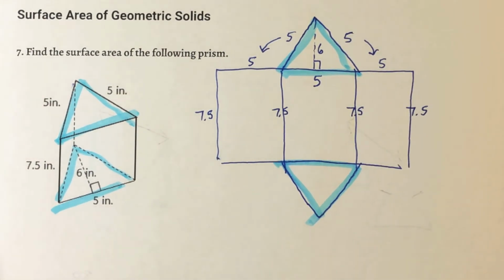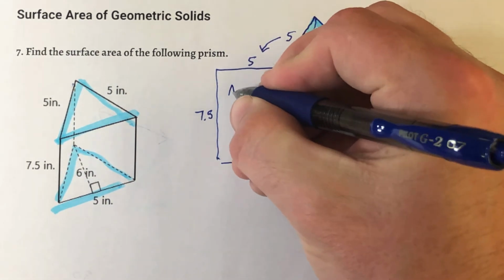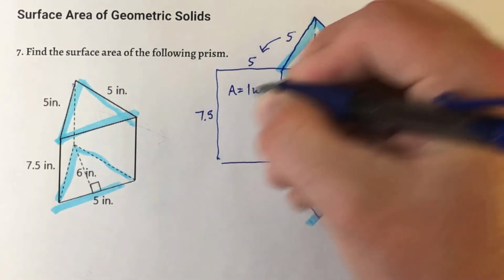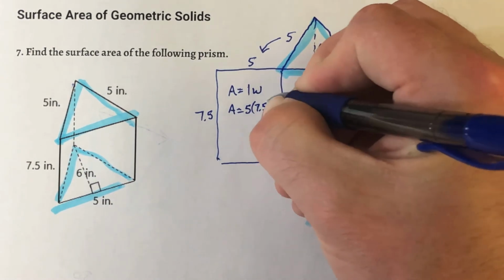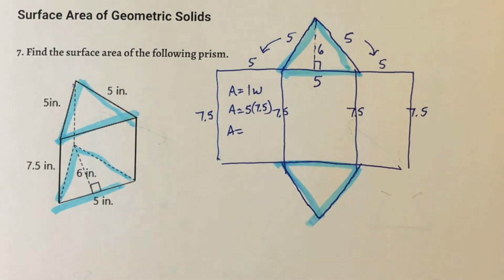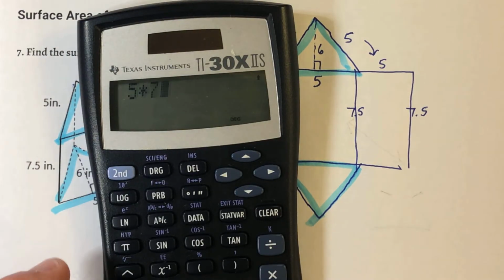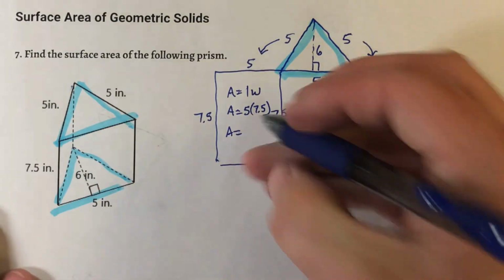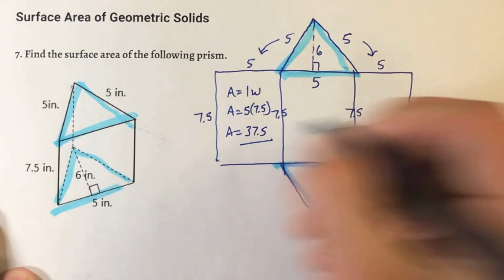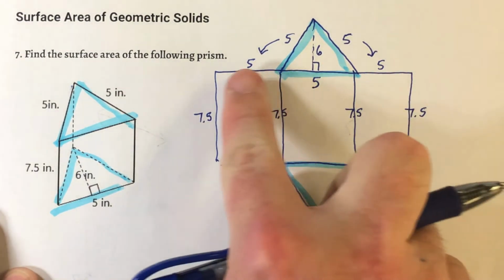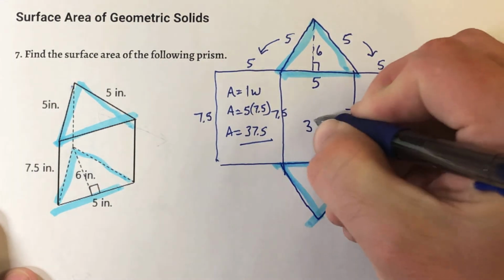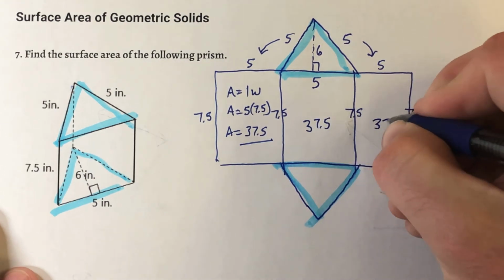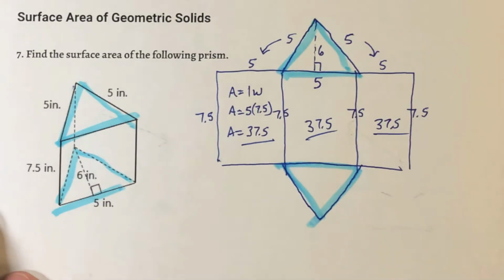All right, what do we want to find first? Let's find the area of the rectangle. I drew this kind of big, so let's try writing the formulas inside. Area equals length times width. Area equals 5 times 7.5, which is 37.5. Are the others the same? Yes, 5 by 7.5, 5 by 7.5, 5 by 7.5. So I'm just going to fill in 37.5, 37.5. All three rectangles are the same.